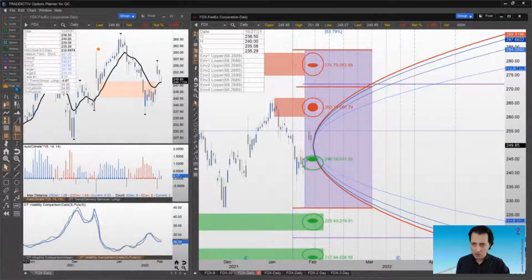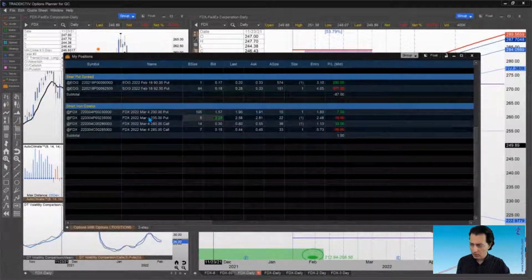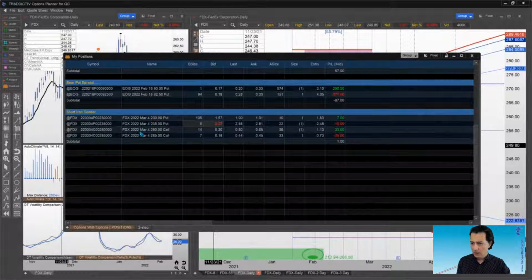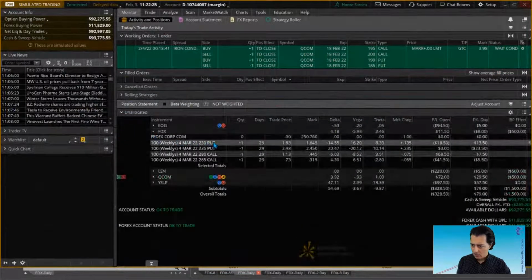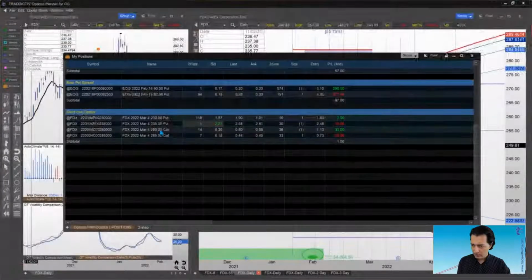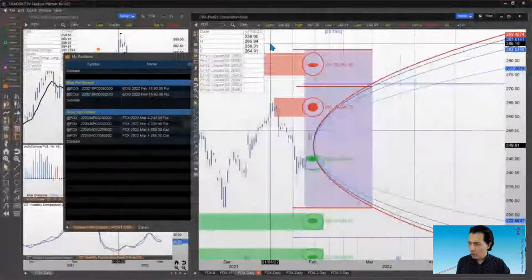So let's take a look. Okay, so our iron condor. FedEx. So 230, 235, 280, 285. Yes, correct. Okay, so that's what we have. Very good. So what will we do?